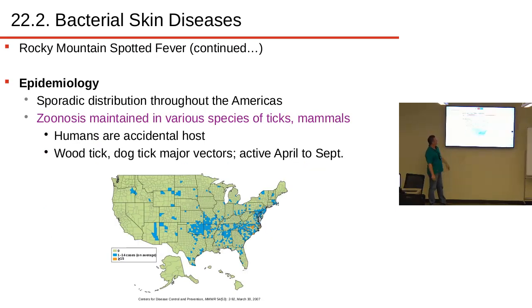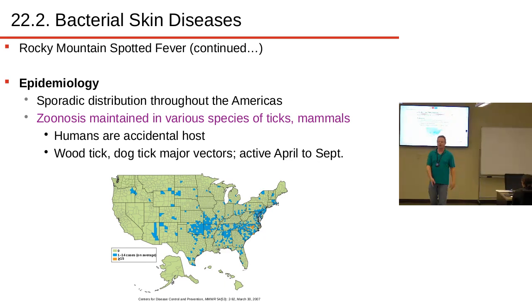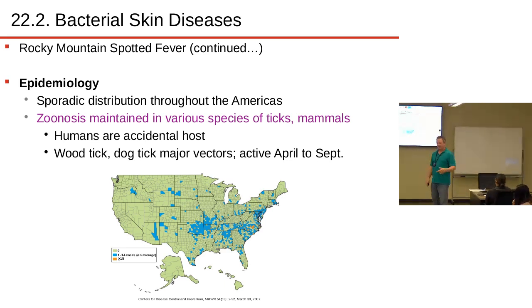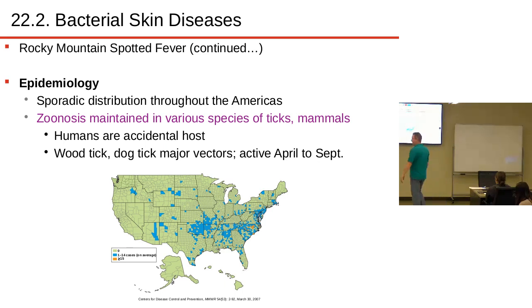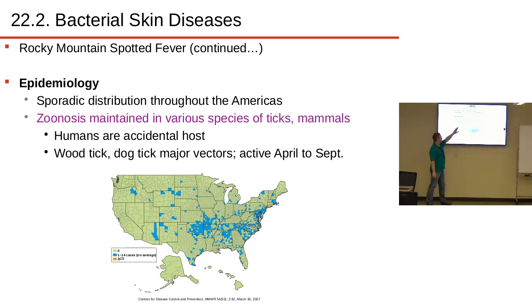Epidemiology, sporadic distribution. Zoonosis is maintained in species of ticks as well as the mammals that they bite. So it could be deer, it could be elk, whatever it might be. Keeps that life cycle of rickettsia going. We're an accidental host. That's why we have such a major reaction to getting rickettsia, because we're an accidental host, and so getting it into us causes a major inflammation. Where if it just stayed in the ticks and the deer and elk, whatnot, it may not be as big of a deal.